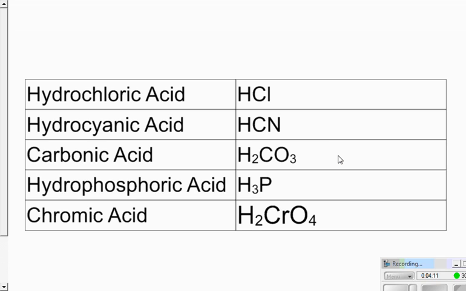Carbonic acid, then, the ic would have come from an ate ending, because remember, if you ate too much, you would get sick. So that's how you remember that, ate and ic. So carbonic acid here would come from carbonate, and that's the CO3. Hydrophosphoric, hydro, there is no O, so hydrogen and phosphorus. Phosphorus has a -3 for its oxidation number, so that's where that 3 comes from. And then chromic acid would come from chromate, ic from ate. So CrO4 is the formula for chromate.